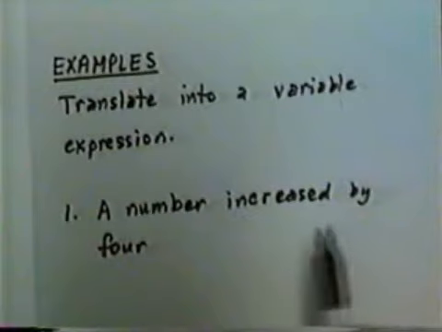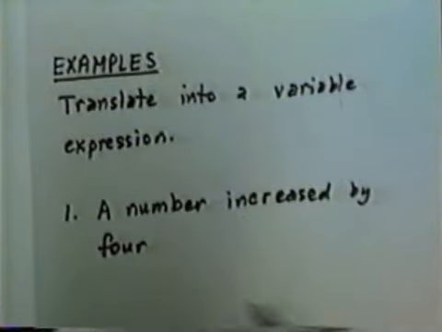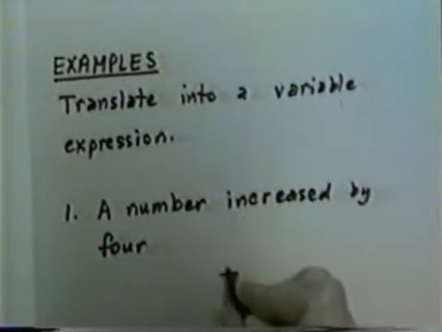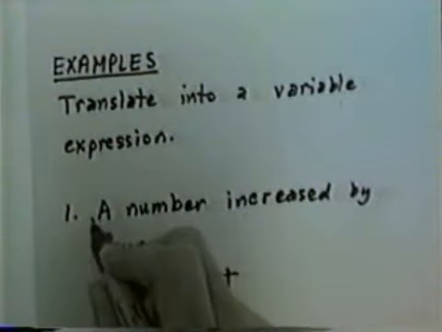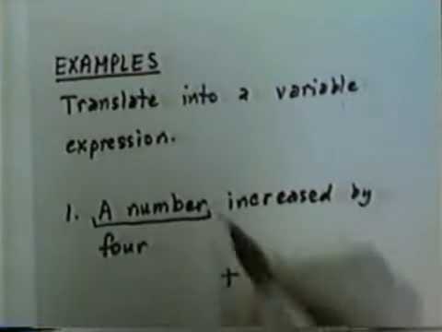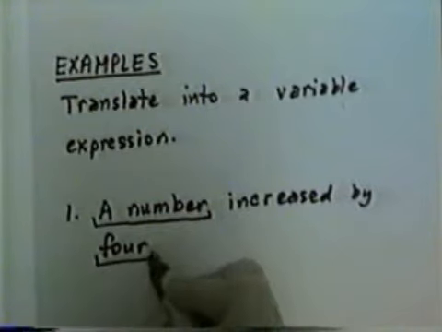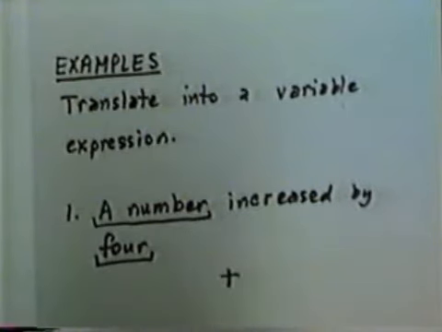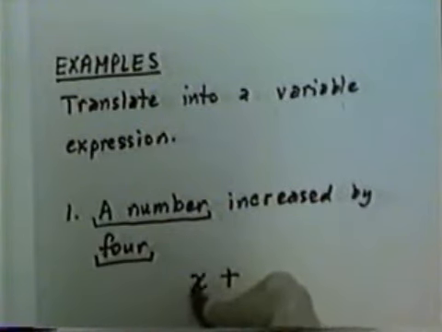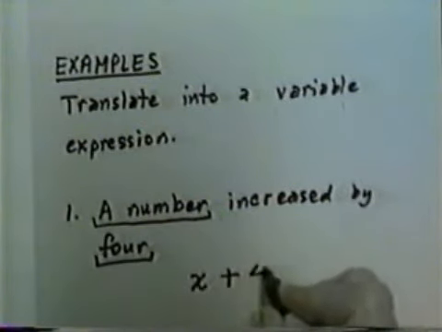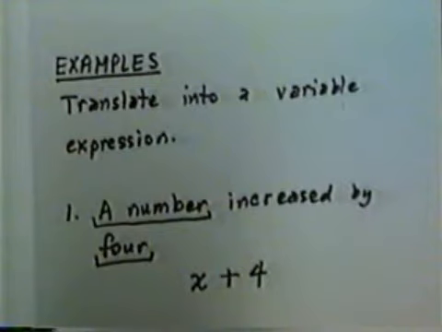The key phrase here is increased by, which tells us to add. The two things we're adding are a number and 4. Let's use x to stand for our number. x add 4. A number increased by 4 is x plus 4.